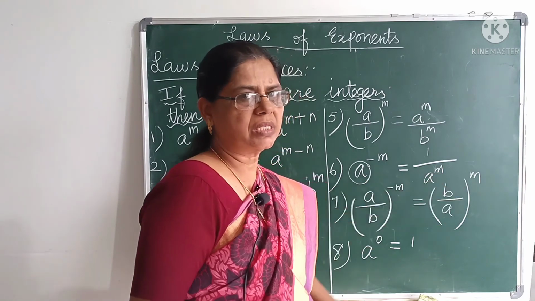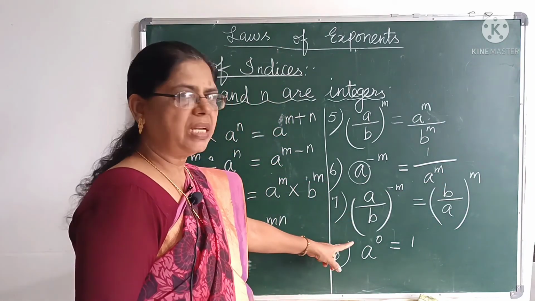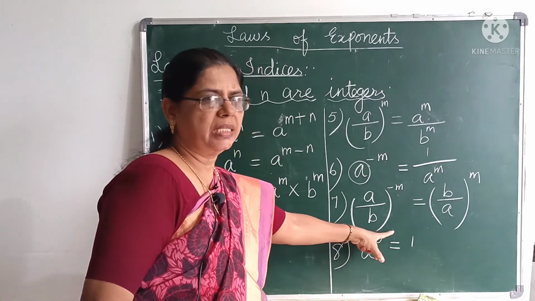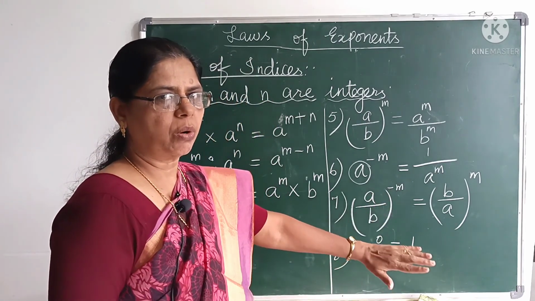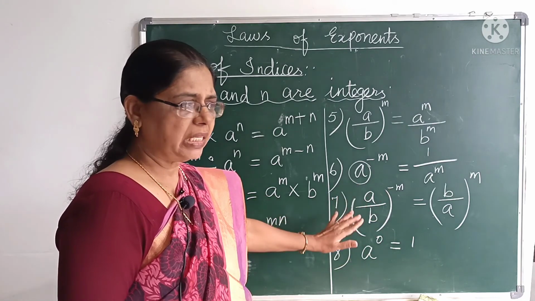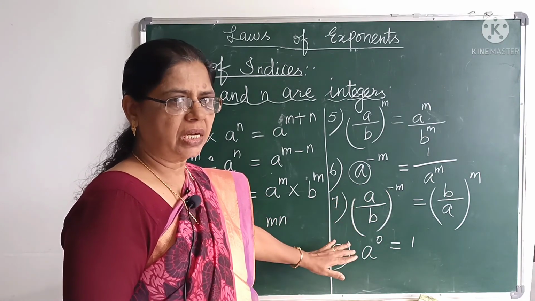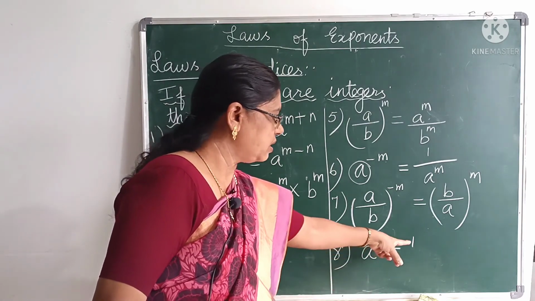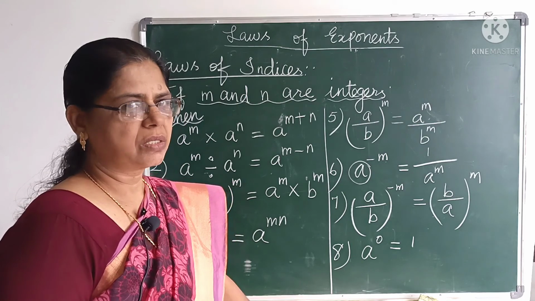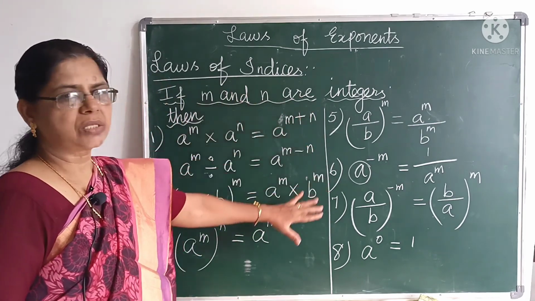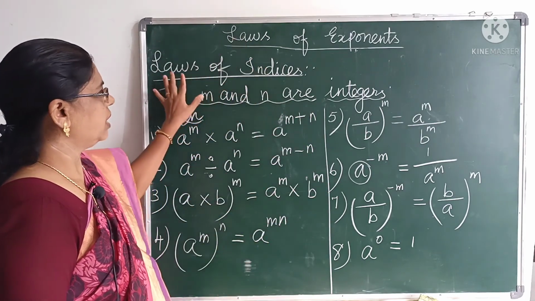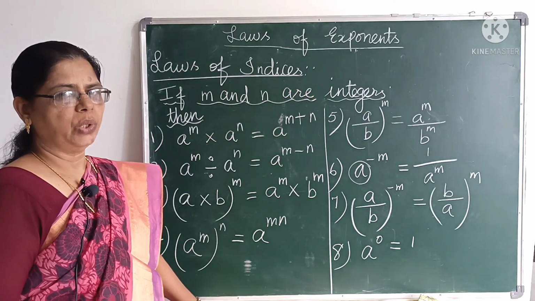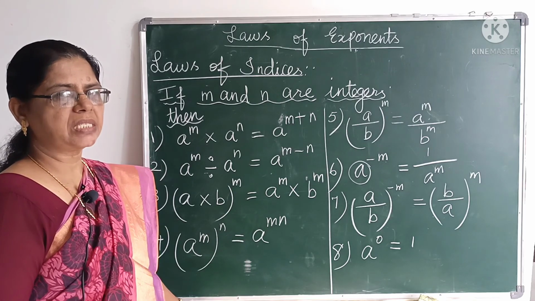Finally, we learned a power 0 is equal to 1. See, except 0, for all the other integers or rational numbers, if the power is 0, its value is equal to 1. So, these are the laws of exponents, or we can say laws of indices. So, children, I hope you have understood laws of exponents very well.